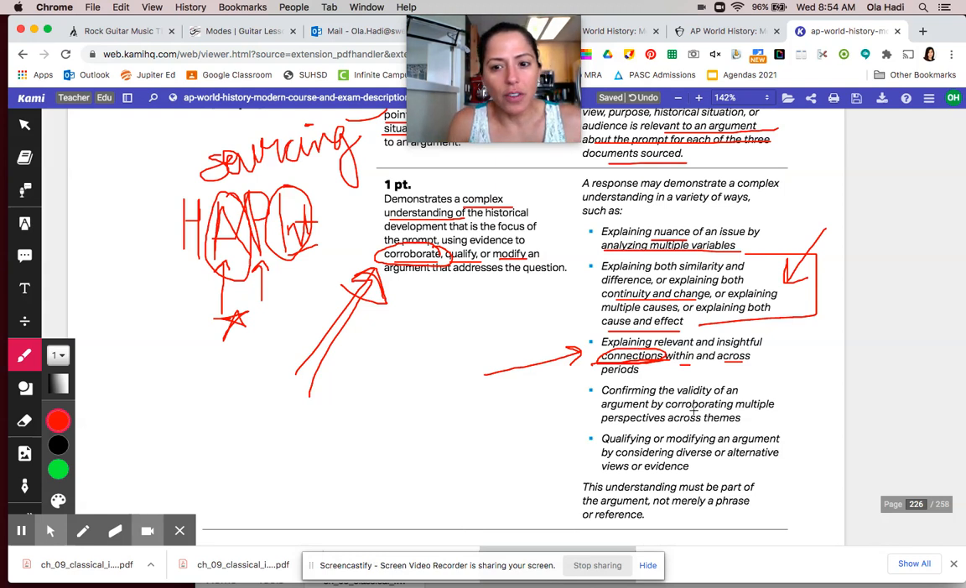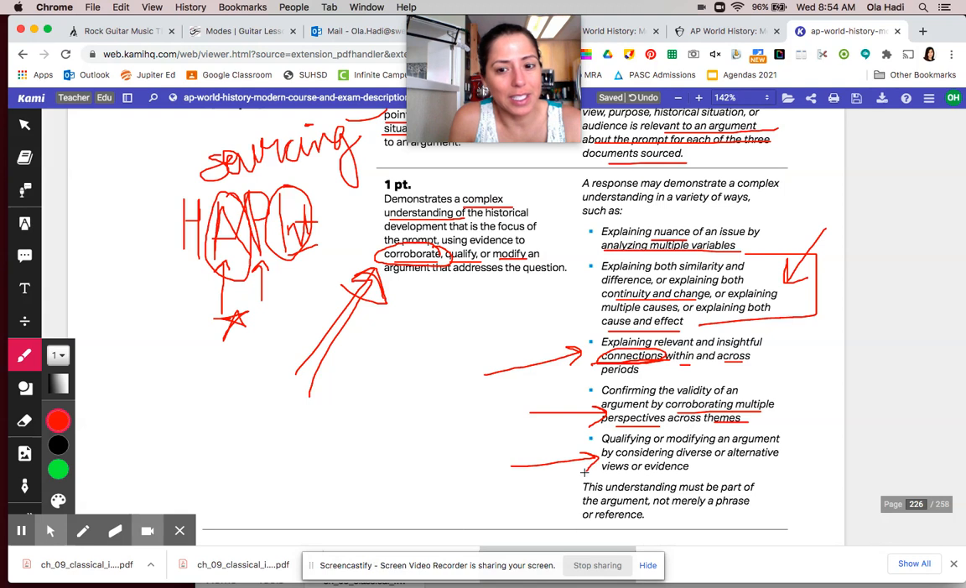Confirming the validity of an argument by corroborating multiple perspectives across themes. I hardly ever see anybody do this. So there are the different historical themes of the class, that are represented through the SPICE chart that I've talked to you about: interactions between humans and the environment, social, political, economic. This one's going to be hard. I'm going to refrain from teaching this. You guys are welcome to look for it through their examples, but it's pretty hard to do, so we want to avoid this one.